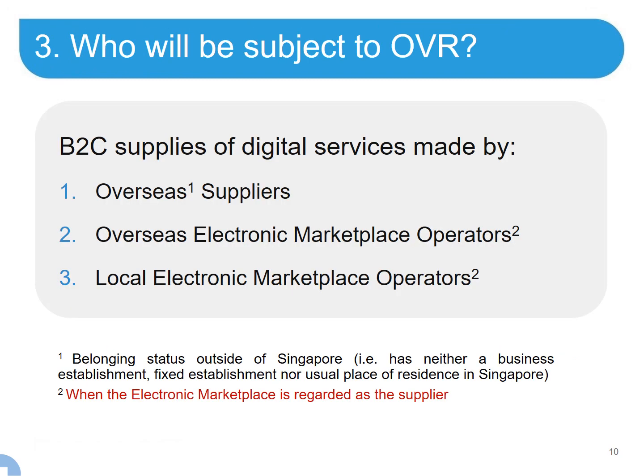Next, we will look at who will be subject to OVR. Two types of entities will be subject to OVR, namely, overseas suppliers whose belonging status is outside of Singapore, meaning the supplier has no business or fixed establishment in Singapore. Local and overseas electronic marketplace operators, where the electronic marketplace is regarded as the supplier.